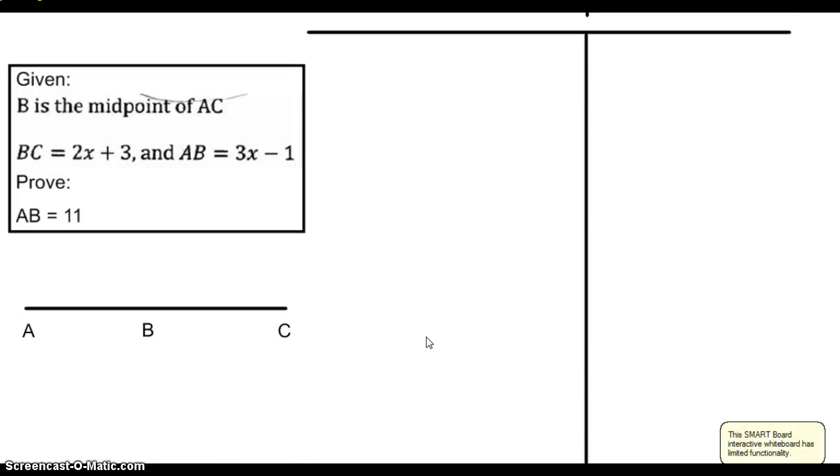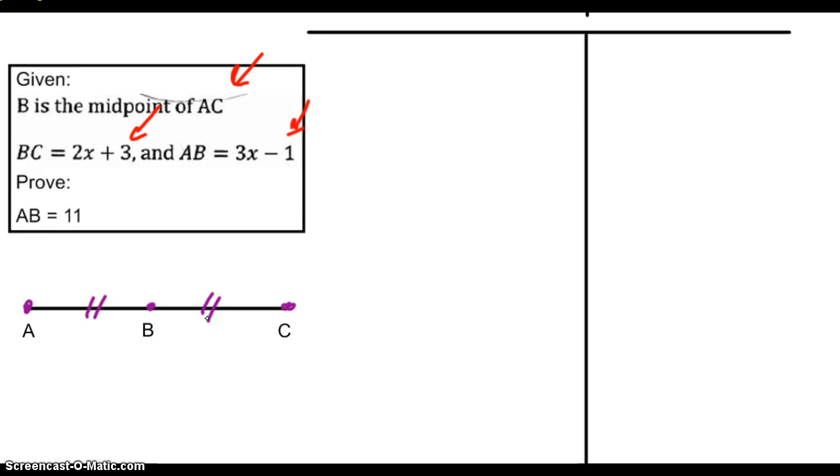Here we go. This is one of those geometric problems with algebra that we were doing a few weeks ago. Given B is the midpoint of AC, BC equals 2x plus 3, and AB equals 3x minus 1. Let's start this just like we would do a problem a few weeks ago by drawing a figure. Here we've got a figure already partially drawn for us. So if B is the midpoint of AC, that means these two halves are congruent, and I can mark that.